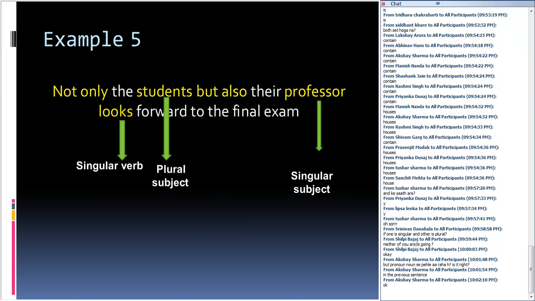Now, other examples also. Not only the students, but also their professor looks forward to the final exam. Now, because professor is singular and it is closer to the verb, that is why the verb is singular. But if I change it and say not only the professor, but also the students, then the verb that you will use is "look". Look forward to the final exam.